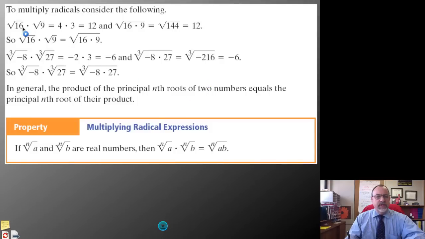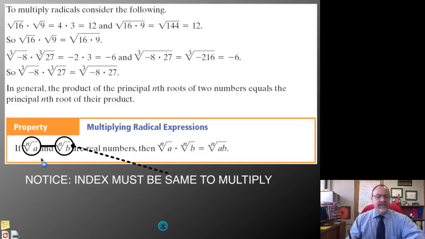To multiply expressions, this little chart up here kind of gives you a walkthrough on why or how we can multiply radicals. Basically, there's only a couple rules to remember, and that is that the indexes must be the same. So I can only multiply radicals that have the same index. I cannot multiply a square root of 7 times the cube root of 31. Okay, I can't do that. One's a square index, one's a cube index. So that's really the only rule we have to remember.